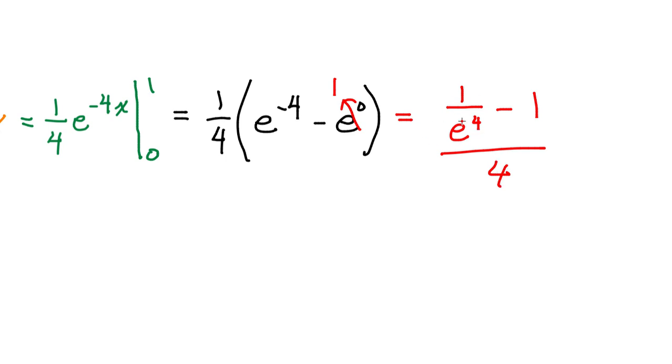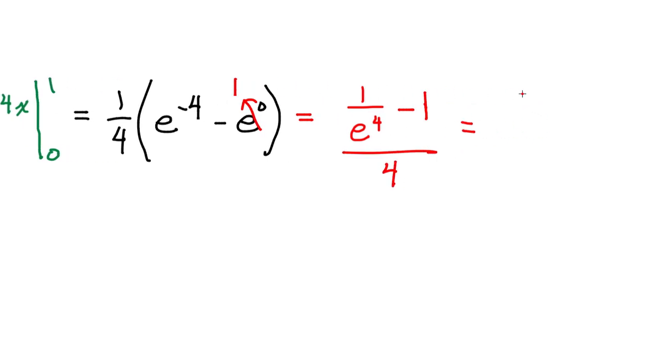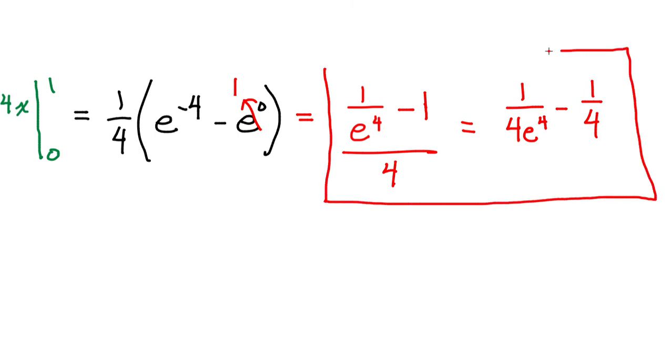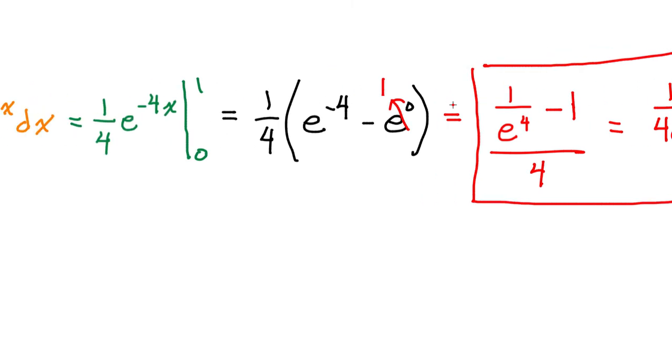Another way of writing that is distributing the 4 onto the bottom. If I distribute the 4, it's 4 on the bottom, 4 on the bottom, and that still doesn't look very clean. So you can leave it either way. I'll leave it as minus 1 all over 4, which is the same thing as 1 over 4e to the 4 minus 1/4. Both of these are the same answer, so I'm going to box both of them, just to show you all the different equivalent forms that you might see.